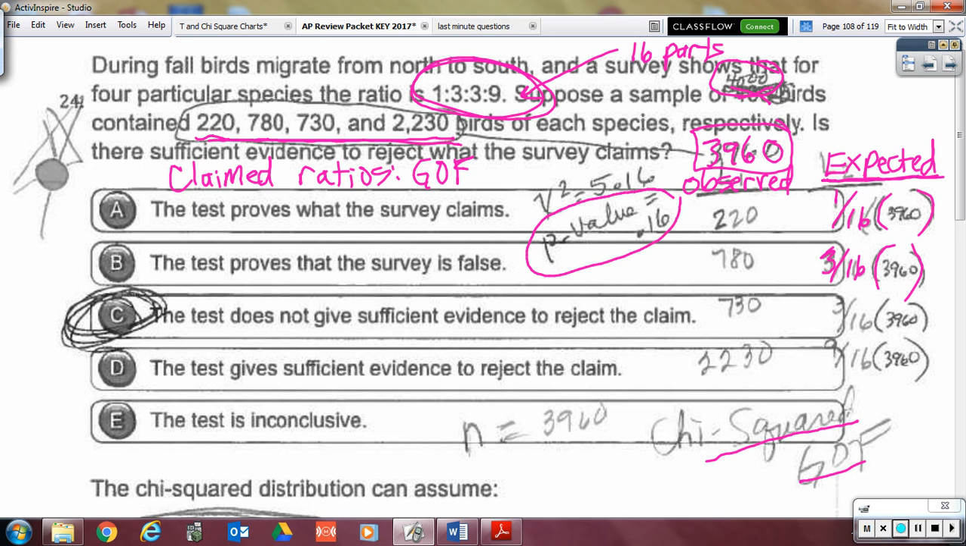So you put all those in, you run a chi-squared goodness of fit test, and you get a p-value of 0.16. So with a p-value of 0.16, you are going to what? You're going to fail to reject. So if you fail to reject, you do not have sufficient evidence to reject the claim.